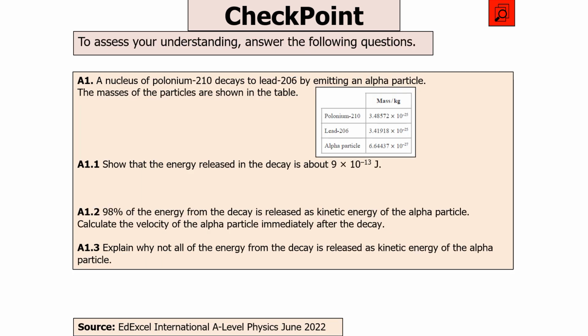The next question says, a nucleus of polonium-210 decays to lead-206 by emitting an alpha particle. The masses are shown in the table. Show that the energy released in the decay is about 9 times 10 to the minus 13 joules. 98% of the energy from the decay is released as kinetic energy of the alpha particle. Calculate the velocity of the alpha particle immediately after the decay, and explain why all the energy from the decay is released as kinetic energy of the alpha particle. So pause the video now, then unpause the video when you want to go through your answer.